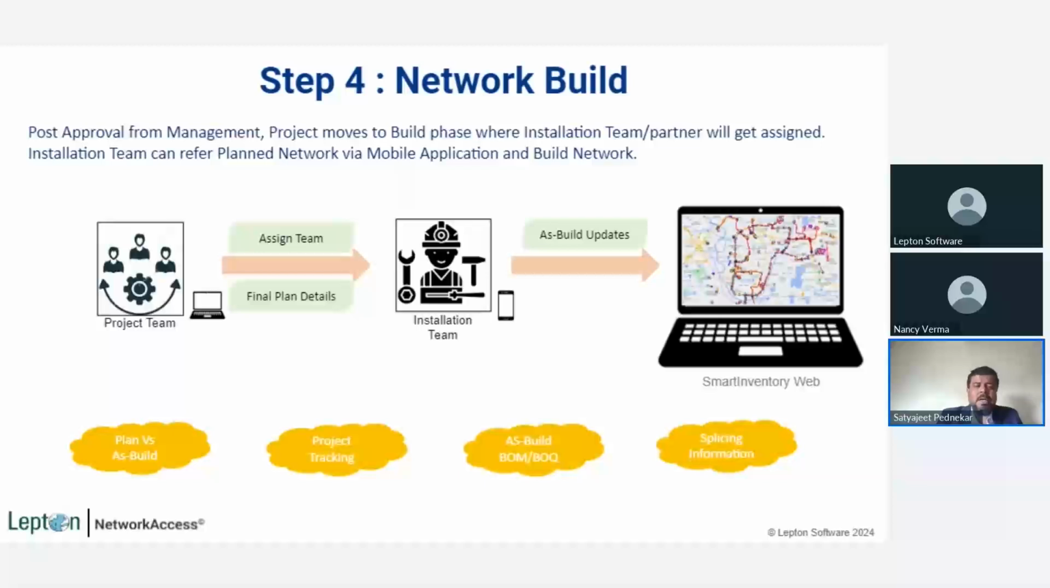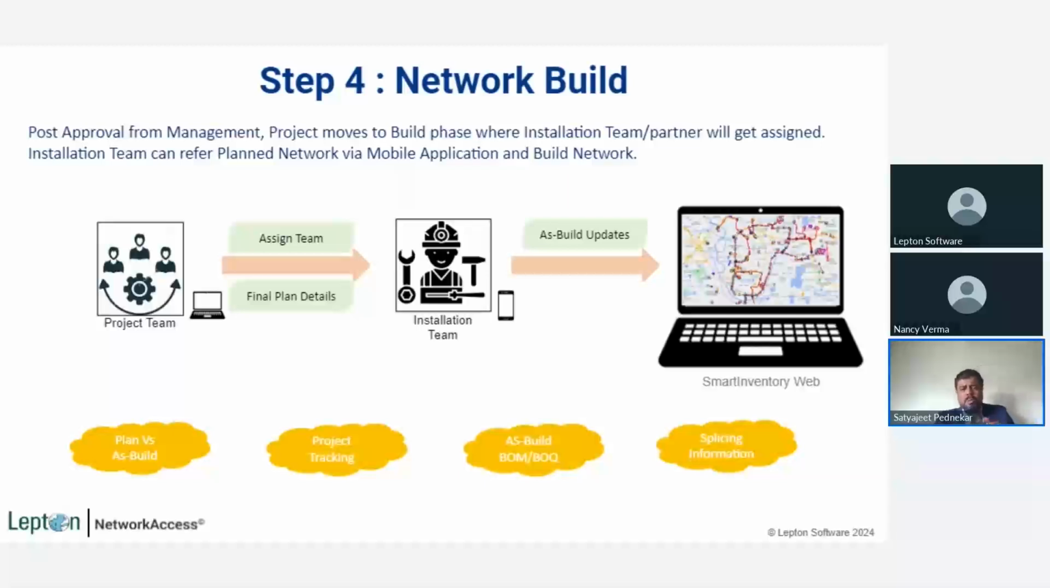So basically, the project team comes into the picture. They will assign the team to the particular contractor or vendor along with the final plan details. The installation team will also have access to the smart inventory web app as well as the mobile app. The installation team can just open the mobile app and visualize the final plan of their fiber network and how the entities are to be deployed onto the field as per the planning guidelines. So the installation team will start the as-built process, start deploying the network.